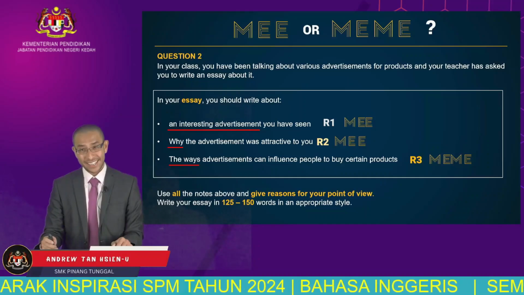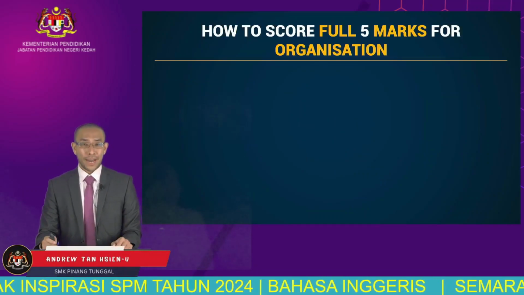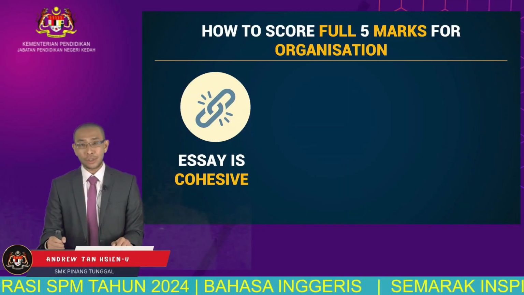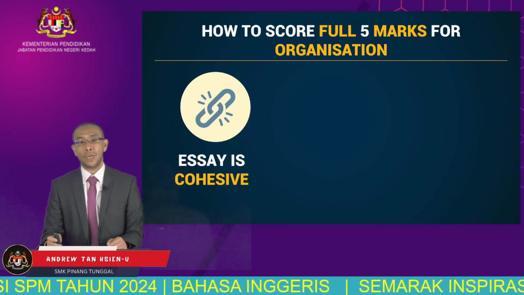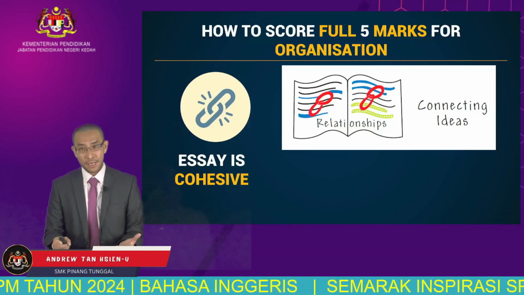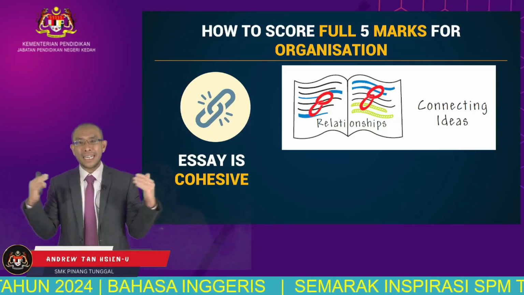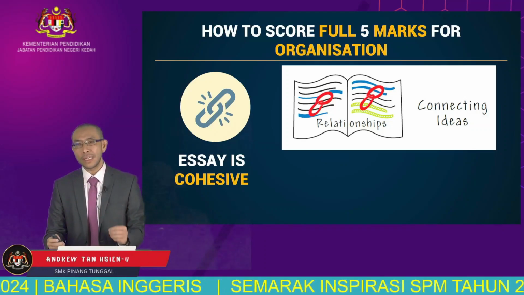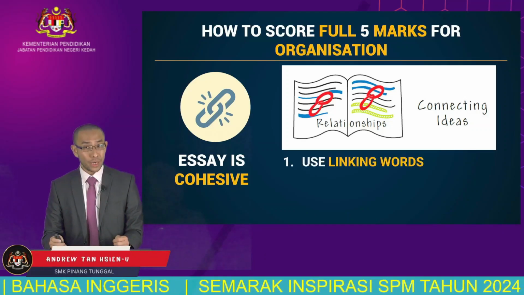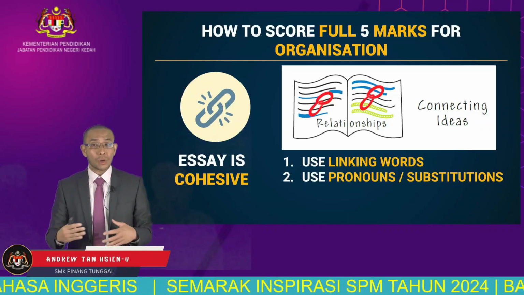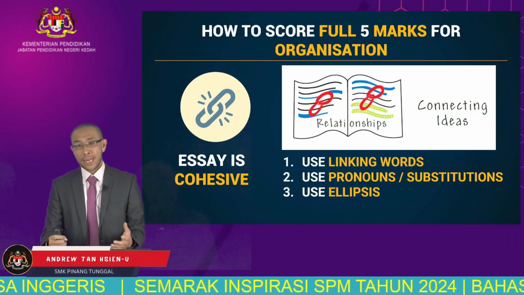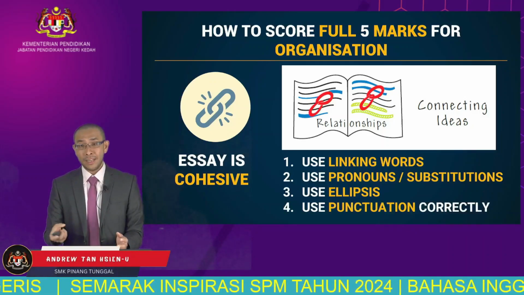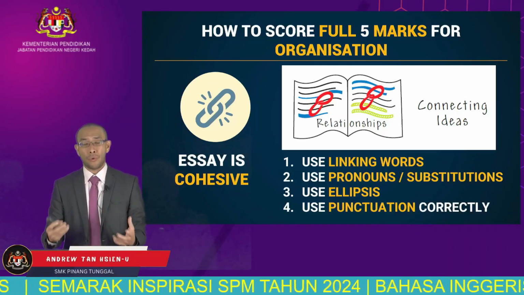All right? Okay. Now next, another way to score full 5 marks for your organization is to make sure that your essay is cohesive. What do we mean by cohesive? It means that your ideas are well connected in your essay. How do we do that? There are 4 things that we can do. We can use linking words, we can use pronouns or substitutions, we can use ellipses, or we can use punctuation correctly.